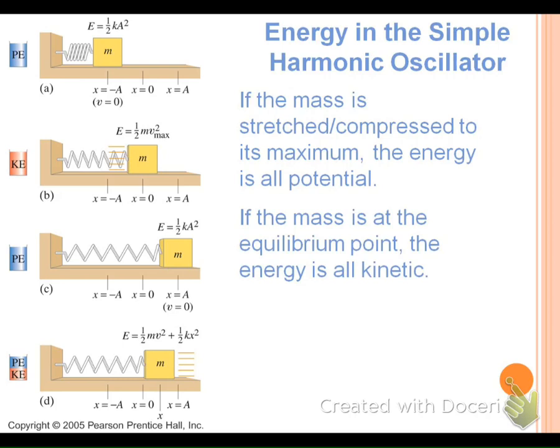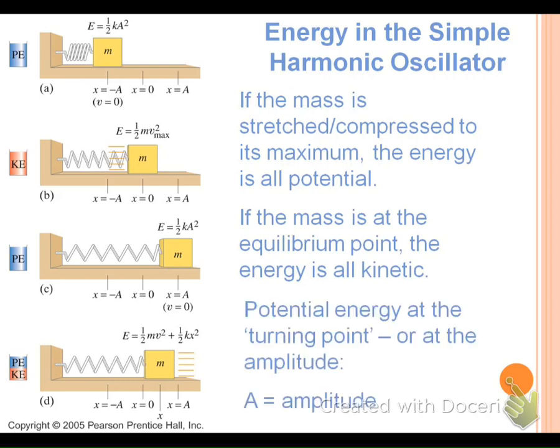If the spring is stretched or compressed to its maximum, the energy is all potential. I'm not sure why it says mass. It should say spring there. So this should say if the spring is stretched or compressed to its maximum, the energy is all potential. If the mass is at the equilibrium point, which is right here, the spring has no more potential energy.